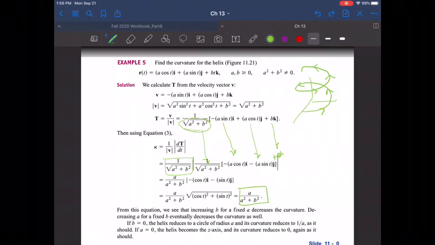And then if a equals 0, the helix becomes the z-axis, because we essentially have no radius to it, and you're just going straight up the z-axis at that point. And the curvature, again, reduces to 0 because that's 0 over b squared. Okay? And so, again, that fits as we would expect.